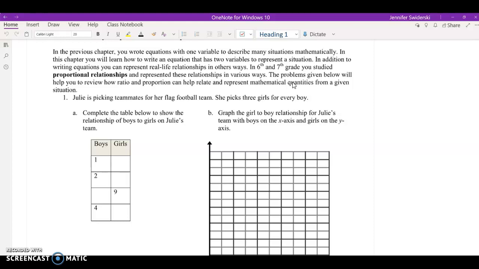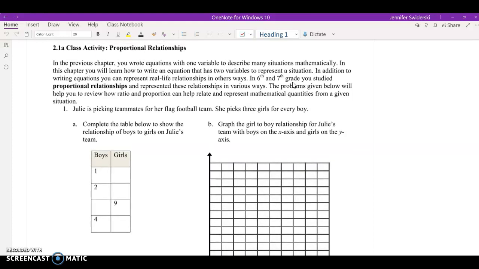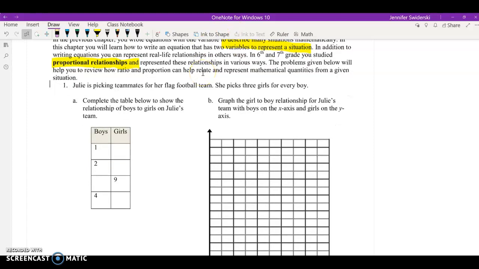All right, so it says here, in the previous chapter, you wrote equations with one variable to describe many situations mathematically. In this chapter, you will learn how to write an equation that has two variables to represent a situation. In addition to writing equations, you can represent real-world situations in other ways. In 6th and 7th grade, you studied proportional relationships and represented these relationships in various ways. The problems below will help you review how ratio and proportion can help you relate and represent mathematical quantities from a given situation.